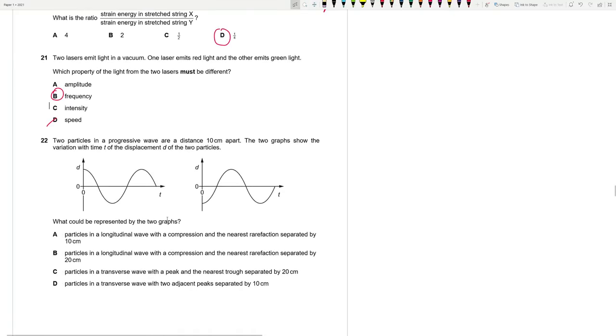Okay. 22. Two particles in a progressive wave are a distance 10 centimeters apart. The two graphs show the variation with time t of the displacement d of the two particles. What could be represented by the two graphs? Particles in a longitudinal wave with a compression and the nearest rarefaction separated by 10 centimeters.